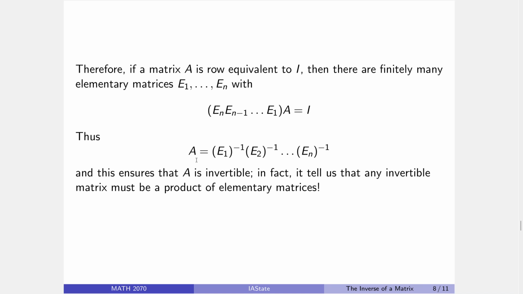So another way of thinking about elementary matrices is like they're kind of the prime numbers, right? Every positive integer can be written as a product of primes. Here we see every invertible matrix can be written as a product of elementary matrices. Pretty neat.